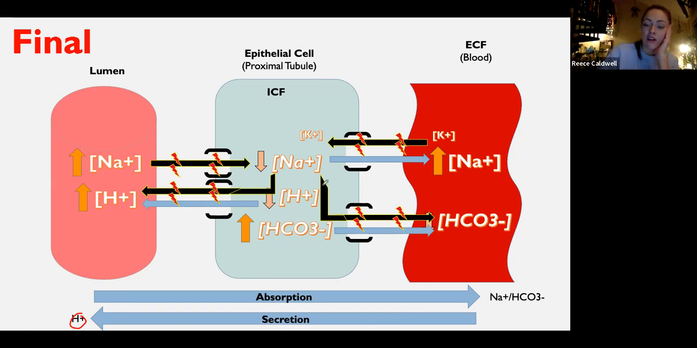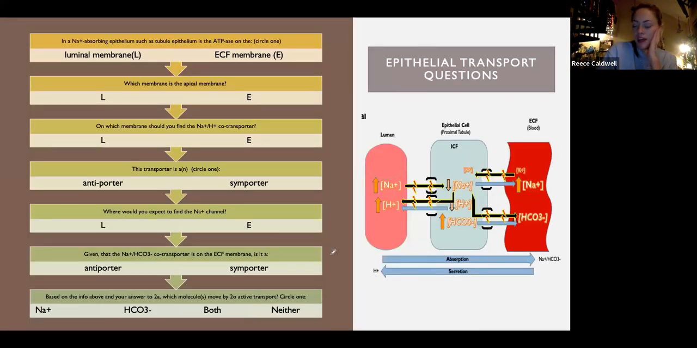And lastly, we have our sodium bicarb co-transporter. Again, anytime you see co-transporter, that means it's a form of secondary active transport. And this one is a symport as well. They're moving in the same direction. All right, awesome. So now that we have our chart drawn out, we can go ahead and work on answering these questions.